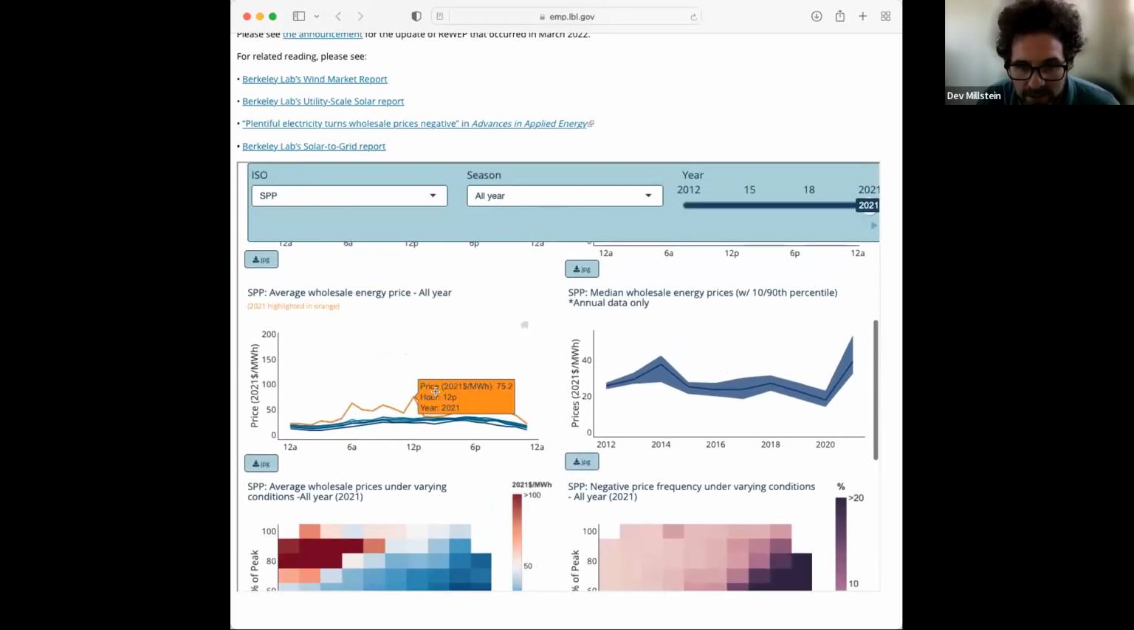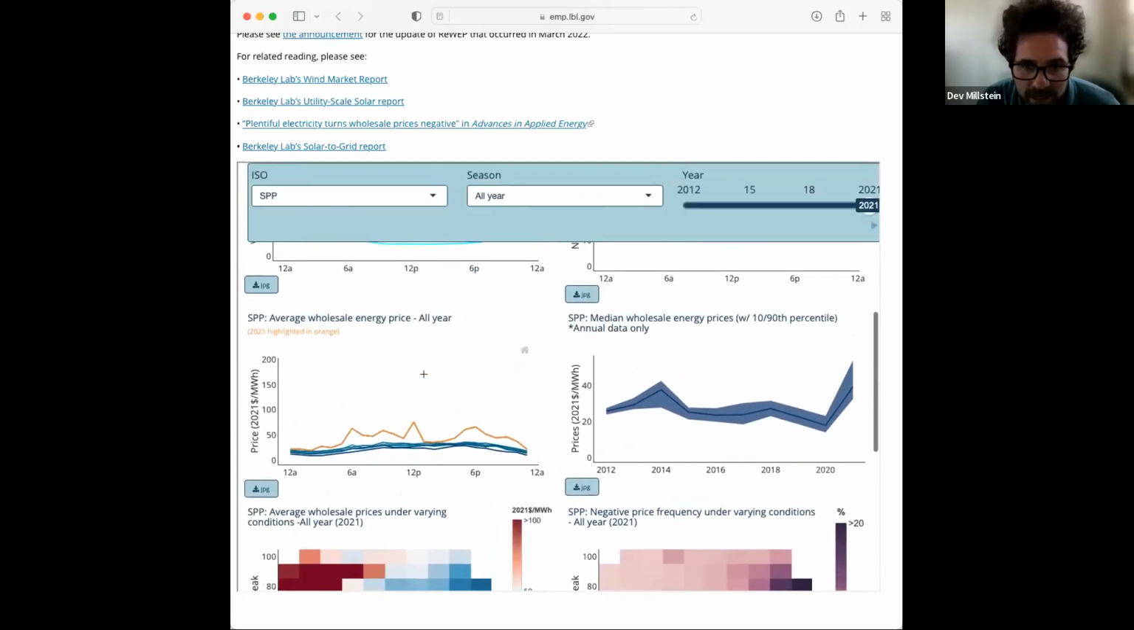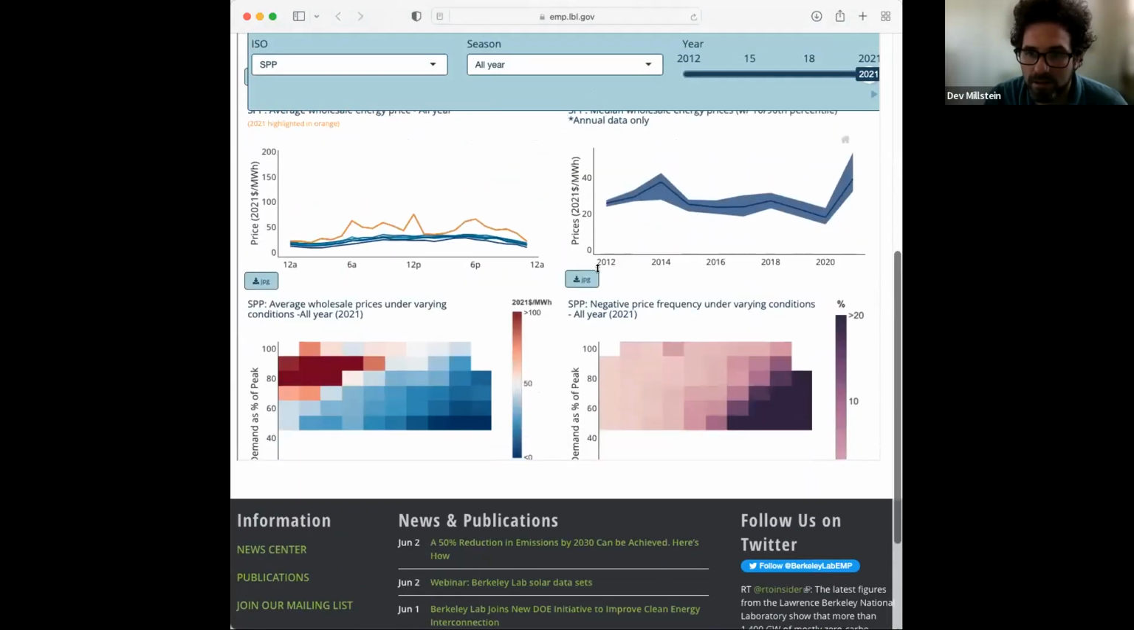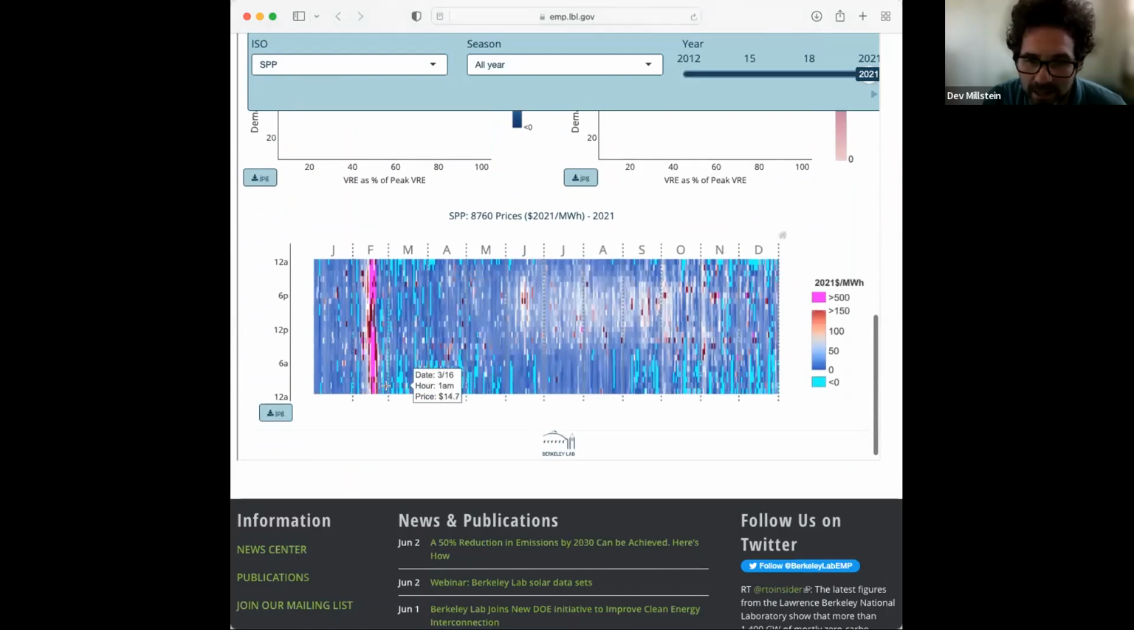We see that prices were a bit higher in SPP in 2021 than previous years, and a large cause of that was these extremely high prices in the February cold event. These are not quite as extreme as in ERCOT, but still noticeable nonetheless.